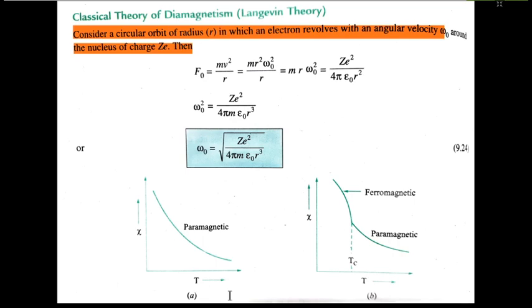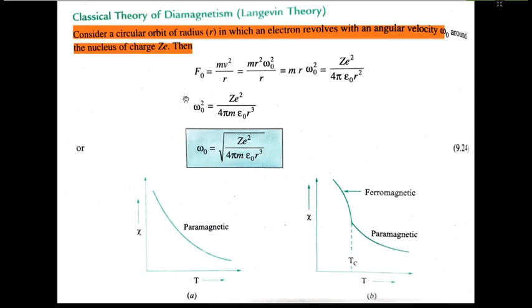So let us check the classical theory of diamagnetism. As I told you in the beginning, the classical theory gives us the feeling that if magnetic materials are considered under the umbrella of classical theory, then the dipole or the induced dipole moment can reorient anywhere between 0 to 180 degrees, right from parallel to the external magnetic field to the opposite direction of the external magnetic field. This theory was developed by a scientist, Langevin, so to honor him it is also known as Langevin theory, or the classical theory of diamagnetism.